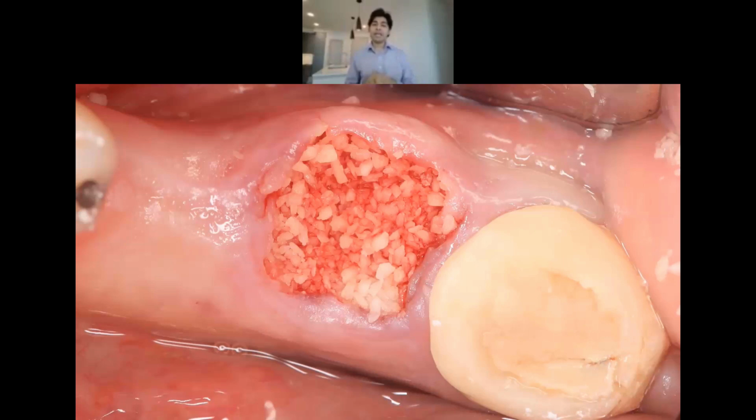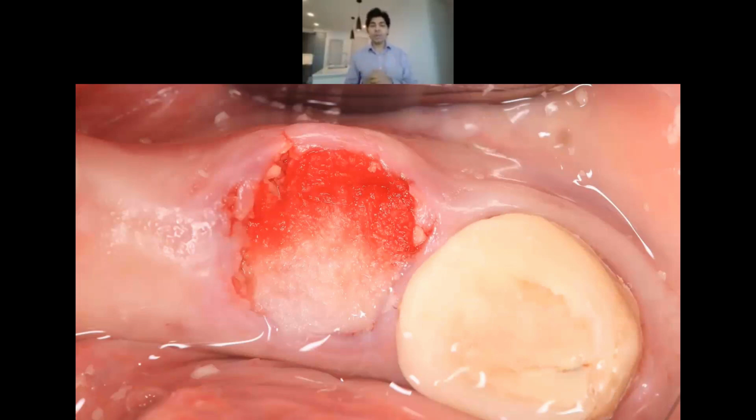So this is how I graft the sockets. In this situation, I did not use a barrier membrane because all of the socket walls were present. In those situations, one does not need to use a barrier membrane. So I just put the collagen plug on top of the occlusal surface.